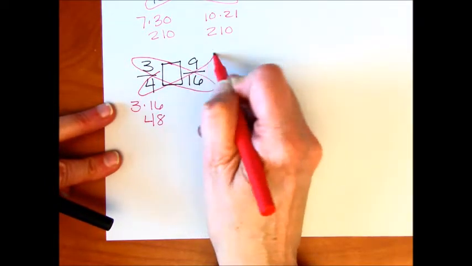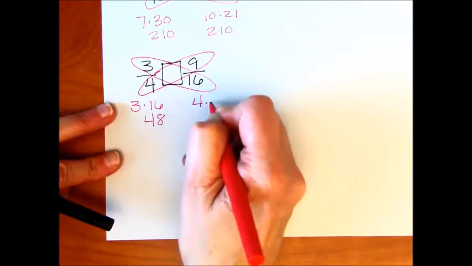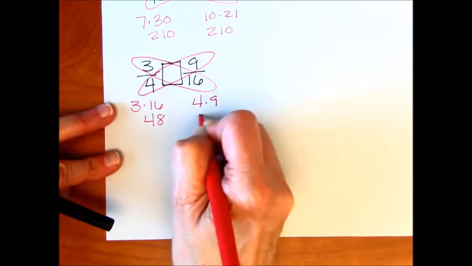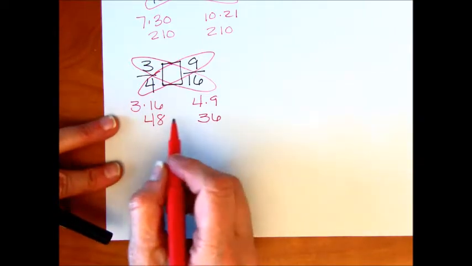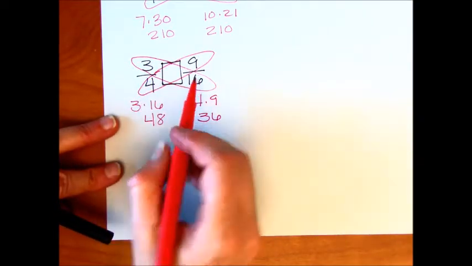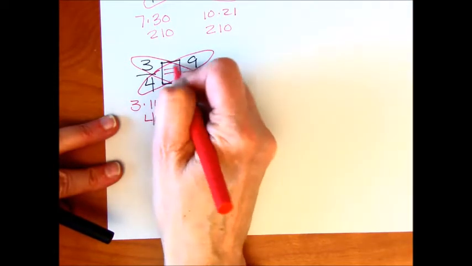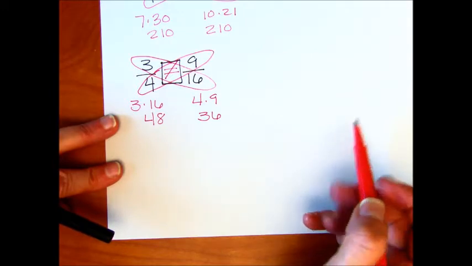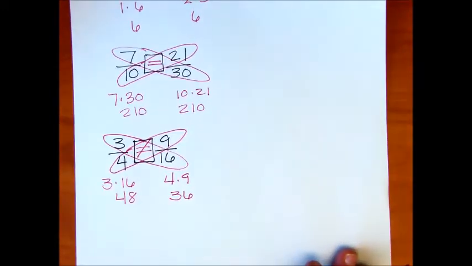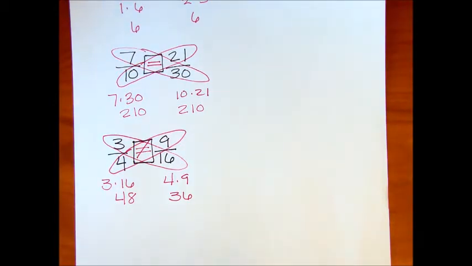And then 4 times 9. Well, I know that's going to be 36. Now notice these two numbers are not the same, so that tells me that these two fractions are not equivalent. So I'm going to write that unequal symbol there. So anyway, these are just a few examples of how to use the test for equality, basically using cross products or cross multiplication to determine whether the two fractions are equal or unequal.